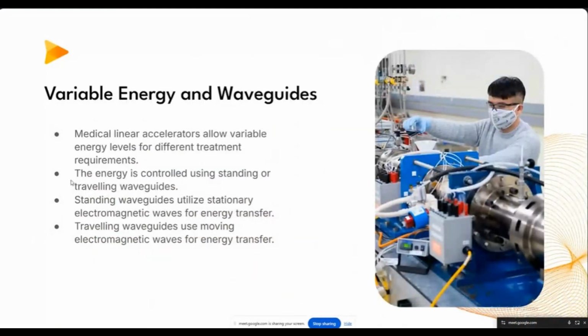Obviously, in a medical linac, we have different energies like 6 MV, 10 MV, 15 MV. All these energies require different lengths of waveguides, so they are engineered based on the requirements. Right. So there are various traveling waveguides. Traveling waveguides means the RF wave travels inside the waveguide.